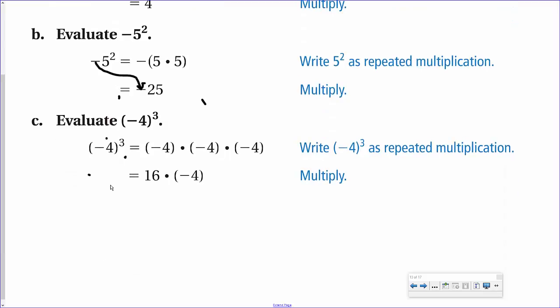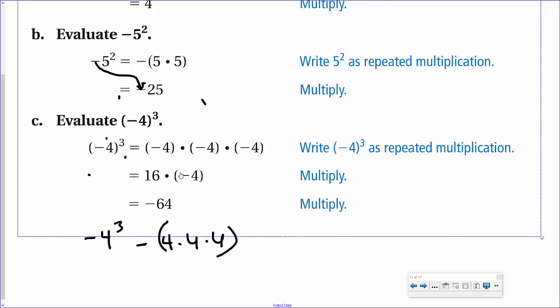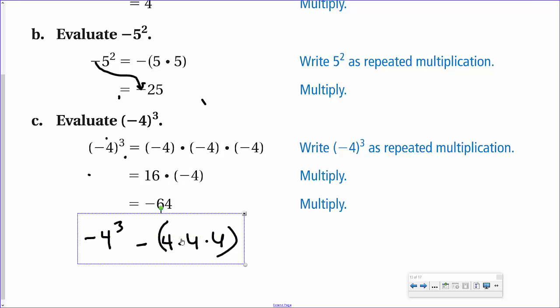So what I was trying to show is I have negative 4 to the third. That's the same thing as 4 times 4 times 4. And then there's a negative sign on the outside of it because it's not in parentheses like this one. So these answers will be very different, where this one is negative 64 here. This would be, well, this is also negative 64. That's just unique.